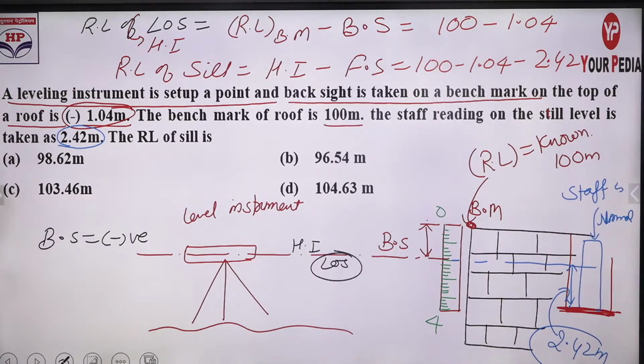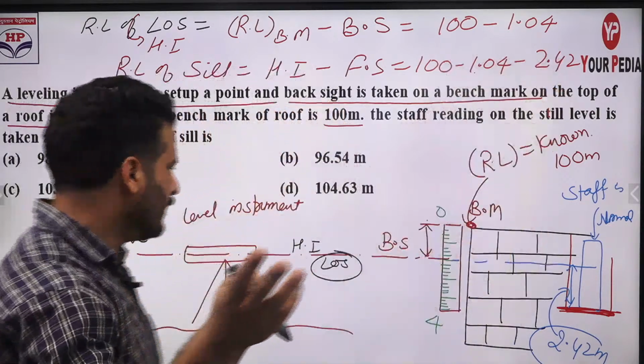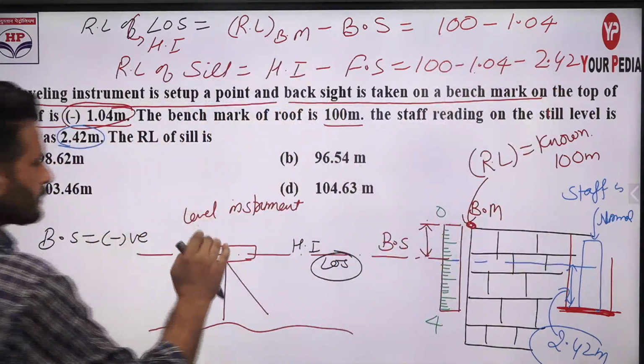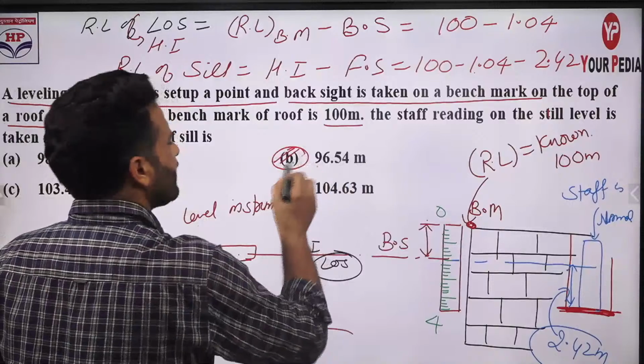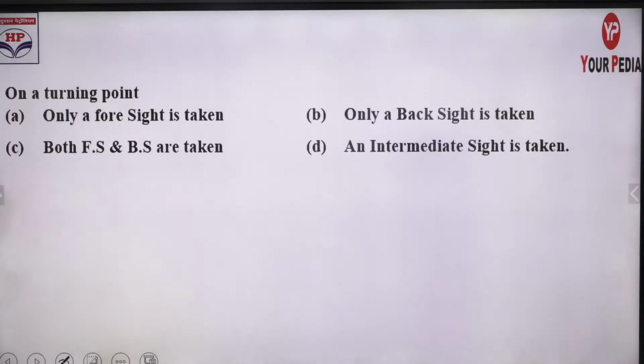98.96. 98.96, there is no option. It will be 96.54. Just have a look: 1 plus 2, 3. 100 minus 3, 97. So equate, very close to 97. Of course you solve this and you will get this value. Two types of questions might be framed from a single question, so be ready.